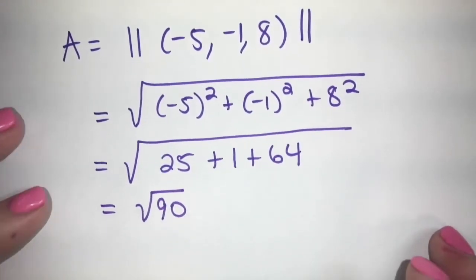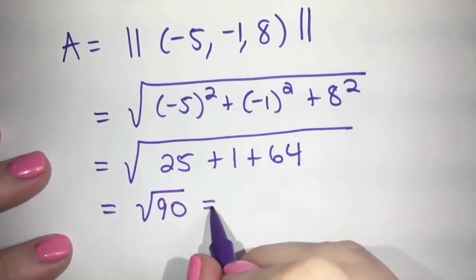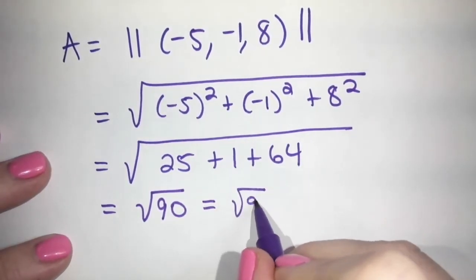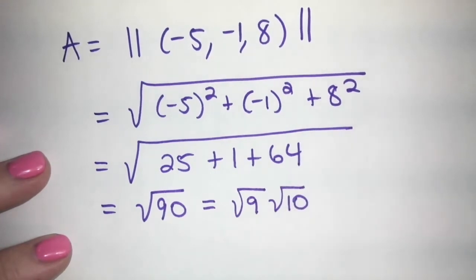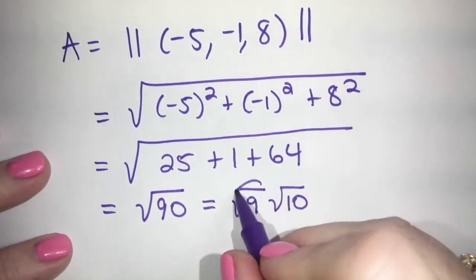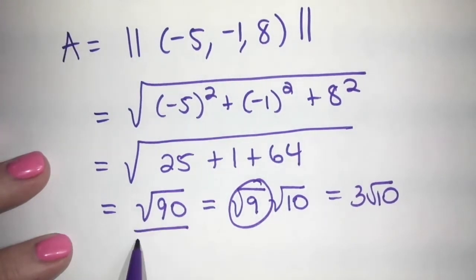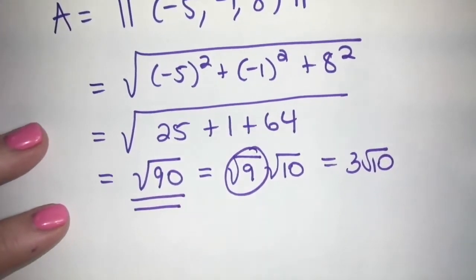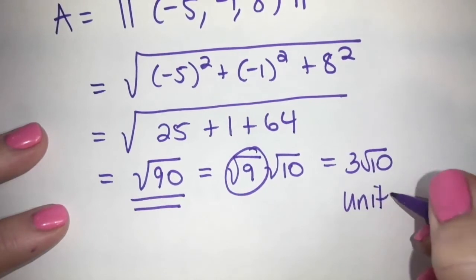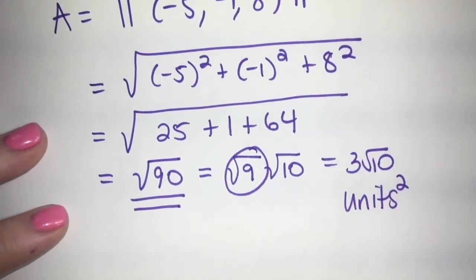And most likely you'll just leave it like that. I'll show you how to rationalize just in case they ever do. So take out a root 9. 9 times 10 is 90. And the root of 9 we can do, that would be 3 root 10. But most likely your answer will just be root 90 and they'll leave it alone. And again, if you want to say units squared, you can, like I mentioned for the last example, but you don't have to.